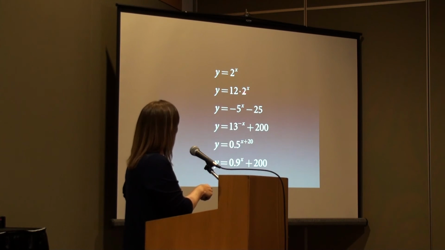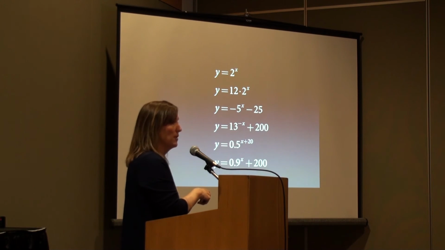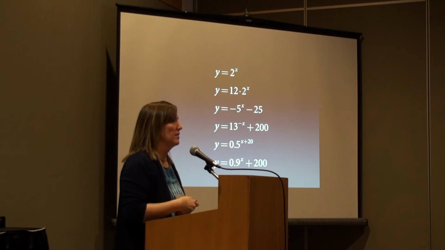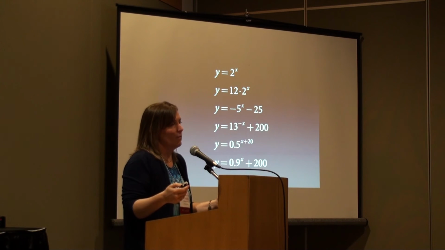Notice how I kept 2 to the x, 2 to the x. Then I changed to 5 to the x. All right, now we're going to mess around with different bases, not just different transformations, to see what happens. So that could be another example of reinforcing with a twist.